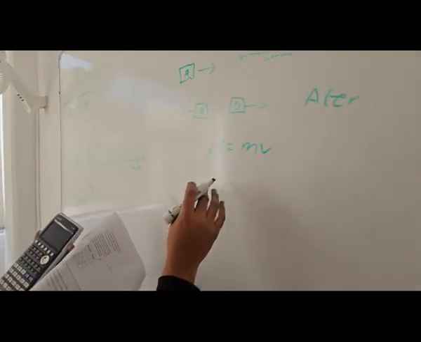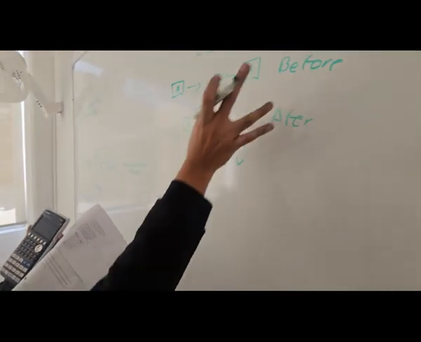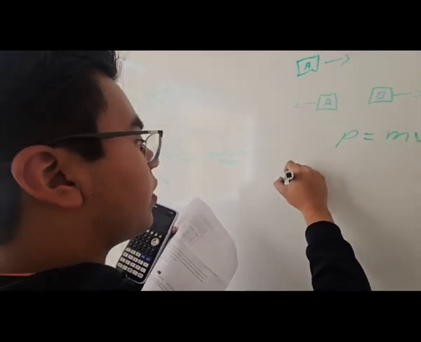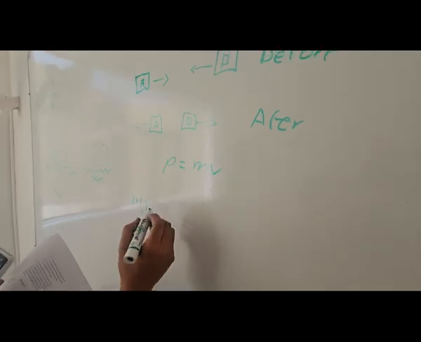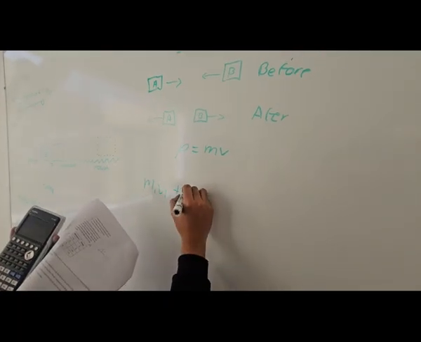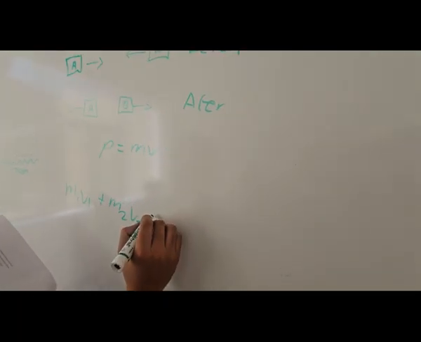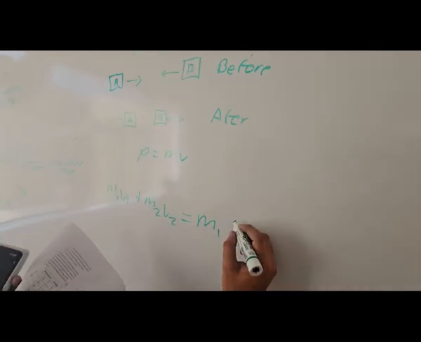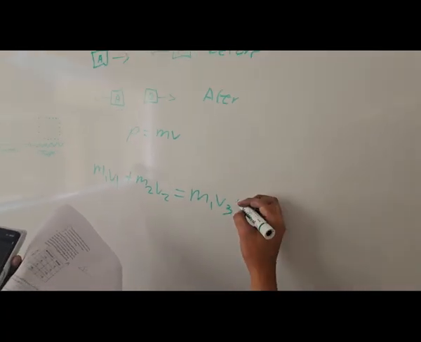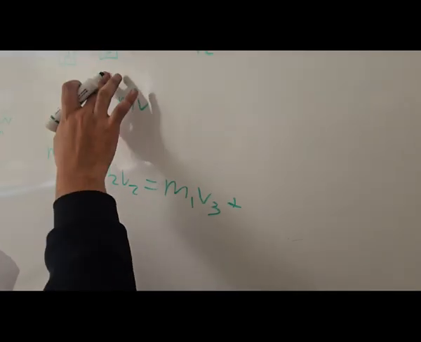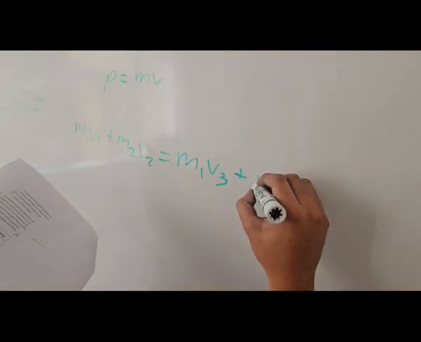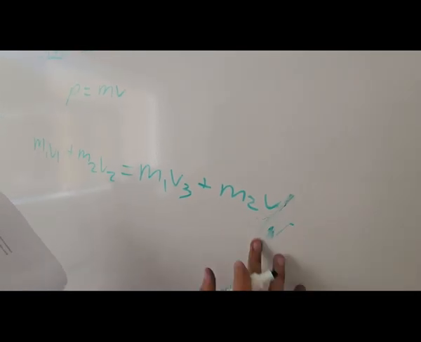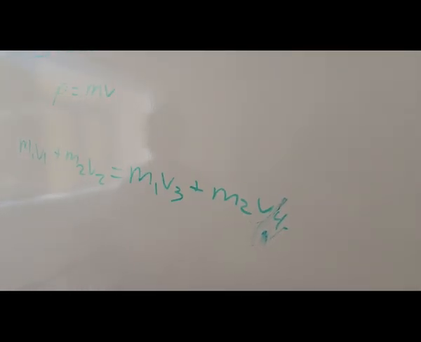And now finally, we can do a sum of the before and the after, and this must be equal, which in this case will be m1 v1 plus m2 v2 equals m1 v3 plus m2 v4, sorry.